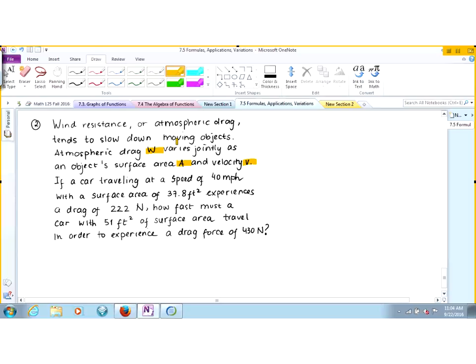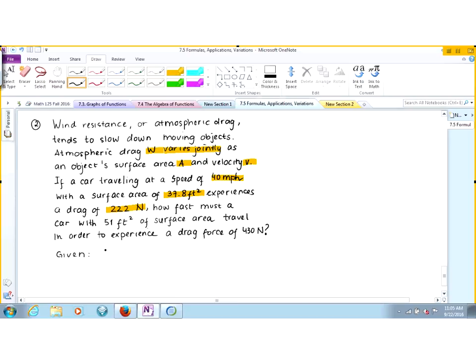What happens to W, A, and V? Varies jointly. What does it mean? Is anything going to go to the denominator? No. If no inverse is mentioned, nothing goes in the denominator. Right? And then I also have this 40 miles per hour, 37.8 and 222. So that's what is given. All right, so now let's start.